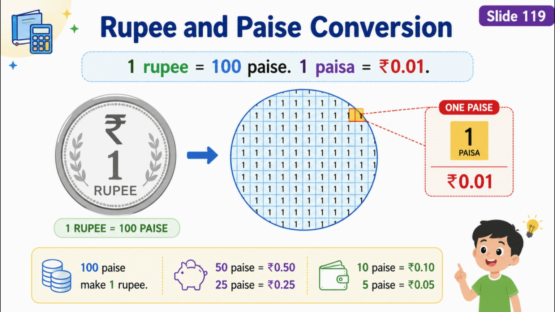Rupee and paise conversion. 1 rupee is equal to 100 paise. That means 1 paisa is 1/100th of a rupee. 1/100th of a rupee is written as 0.01 rupees. So, 1 paisa equals 0.01 rupees.